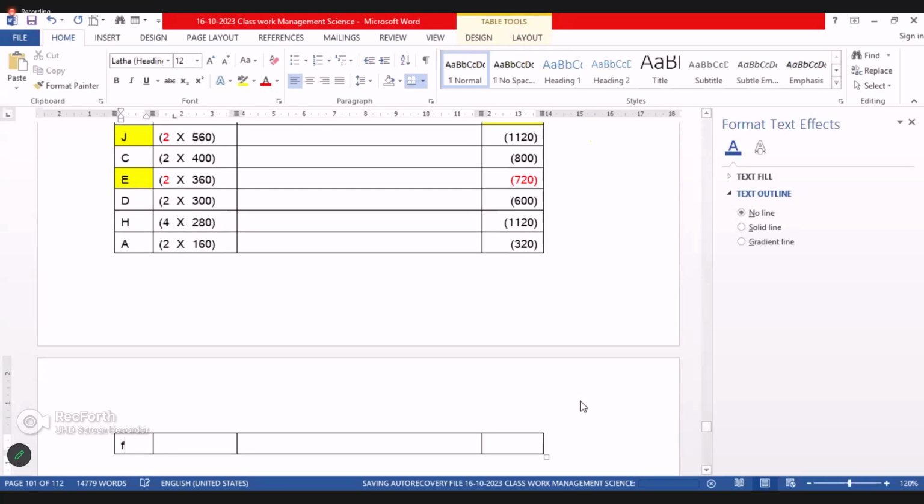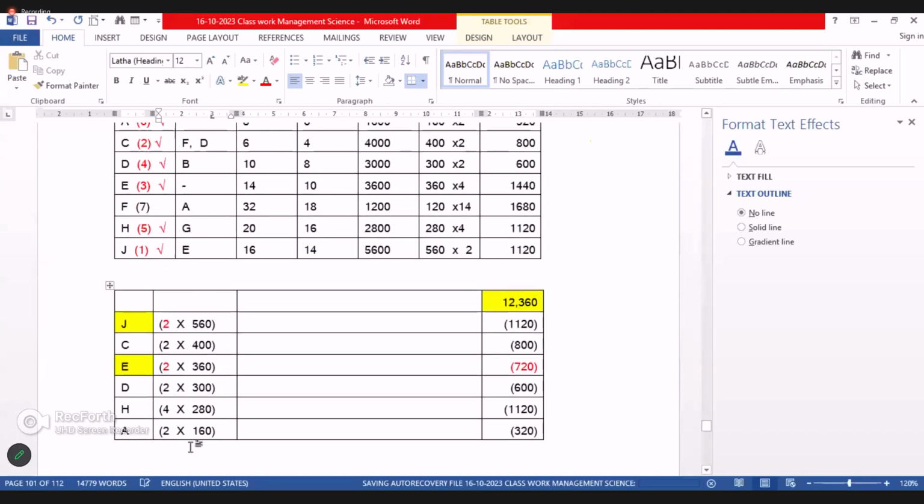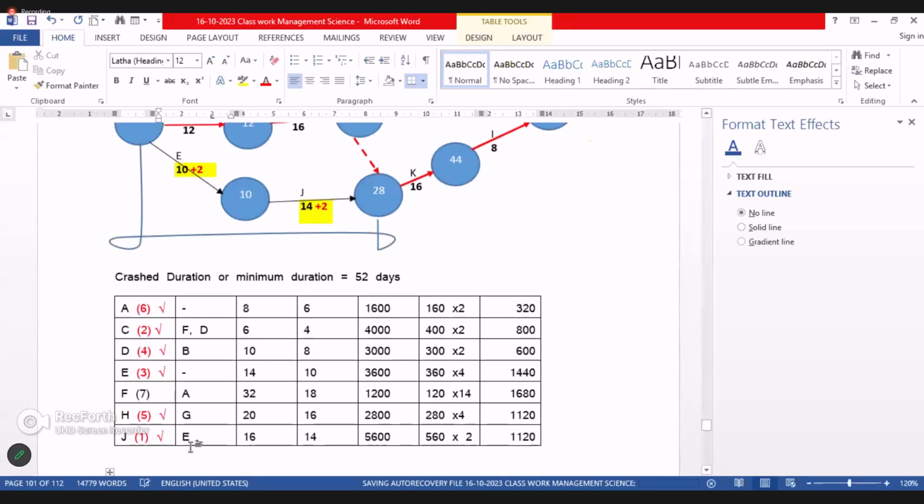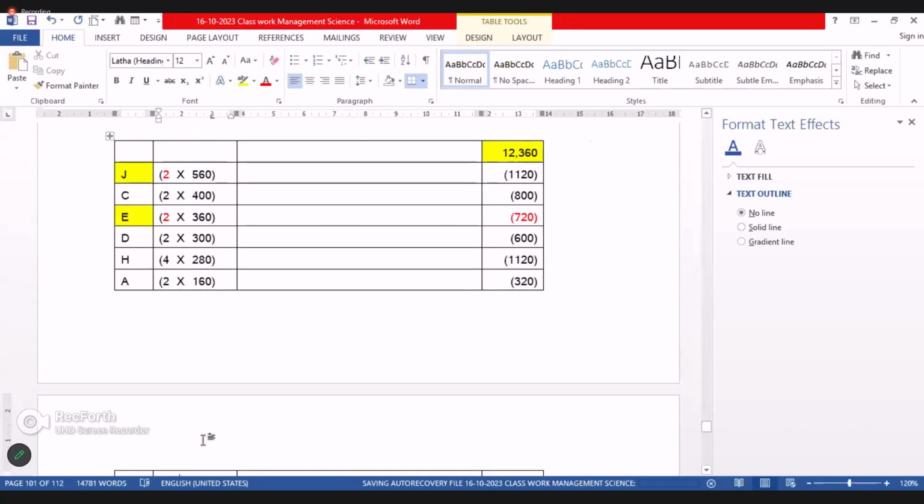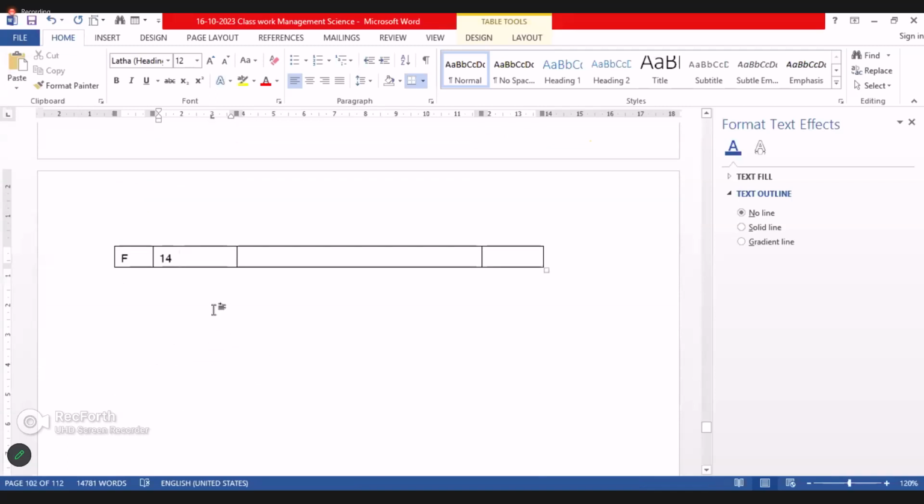Next 14 days. Anybody find any mistake? You can tell now. 14 days into 110. Anybody find a mistake? Please tell me. Yeah? If I'm doing anything wrong, you can tell me.